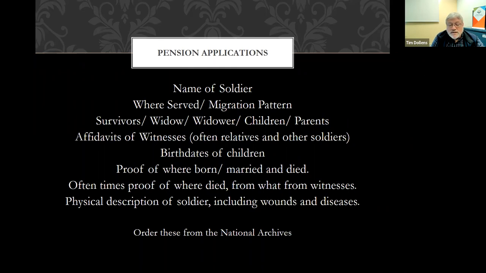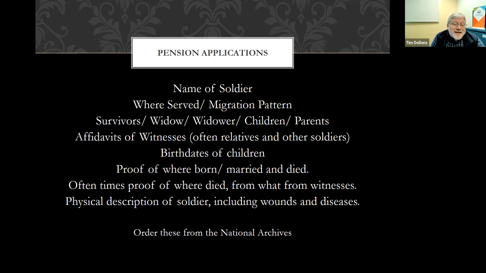Birth dates of children are always listed because if they're minor when the father dies, they get a pension. Proof of where they were born and married and died. So again, all those affidavits are popping up. So that's the treasure trove that you're getting. When a person dies, you're getting that migration pattern from birth to death because they're verifying their identity to get that pension. And the witnesses are also key because sometimes the witnesses don't live in the same place and you'll get their migrations as well, which might lead to more records.